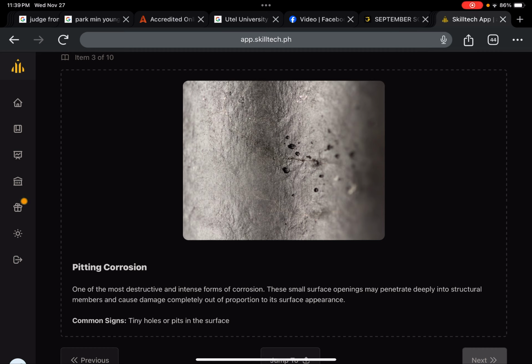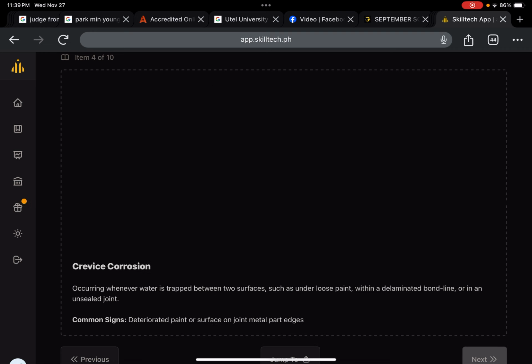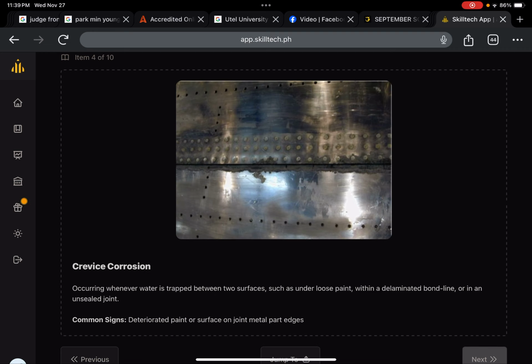So we have the pitting, or nagpit siya, like nangatanggal, buho. Small surface openings may penetrate deeply into structural members and cause damage completely out of proportion to its surface appearance. Next, we have the crevice or the crevice corrosion.